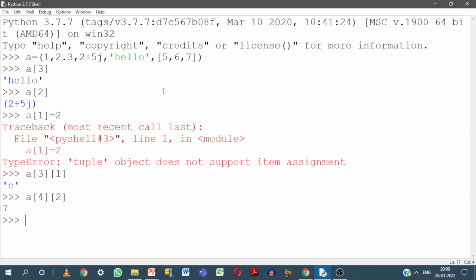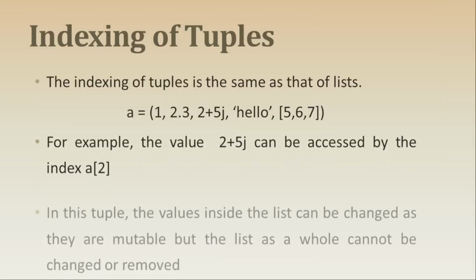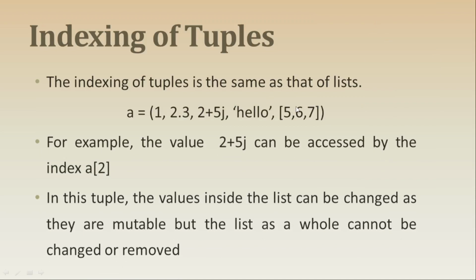Now another important thing in tuples is that in this particular tuple we can change the values inside the list. List is a mutable data type, whereas string is an immutable data type. So the entries inside the list can be changed, but the whole list cannot be changed because that is stored in the tuple. The values inside the list can be changed as they are mutable, but the list as a whole cannot be changed or removed because it is stored inside a tuple.